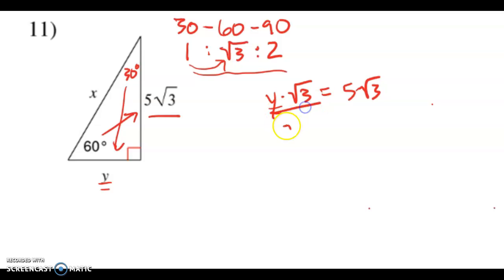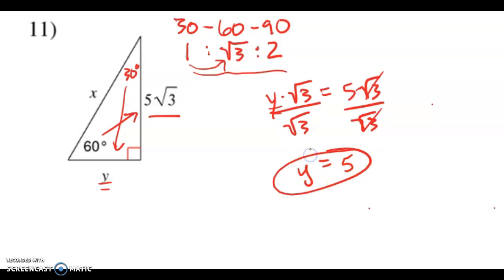I want to divide by root 3, and that gives me a nice easy expression to simplify on the right. These two cancel, and I'm just left with y equals 5. So I'm done with that.